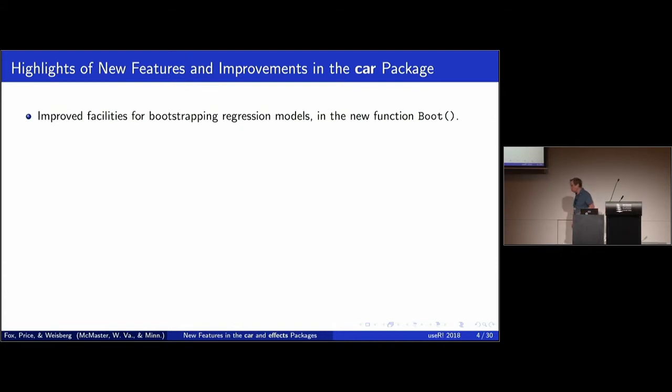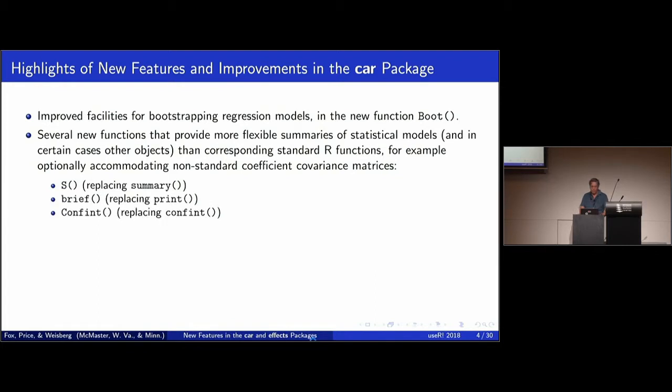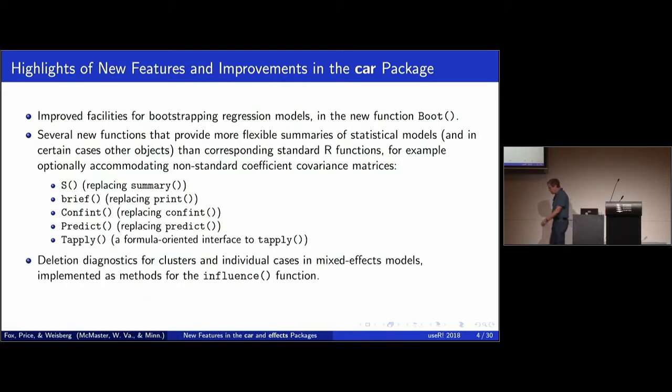We have a new function for bootstrapping in the car package, which essentially provides a convenient front end to the boot package, which works easily in simple situations. We also have several new functions for summarizing statistical models and certain other sorts of objects, which we think of as sort of plug-in replacements for some of the standard functions in R that provide, in most cases, additional functionality. So you can see several of them here.